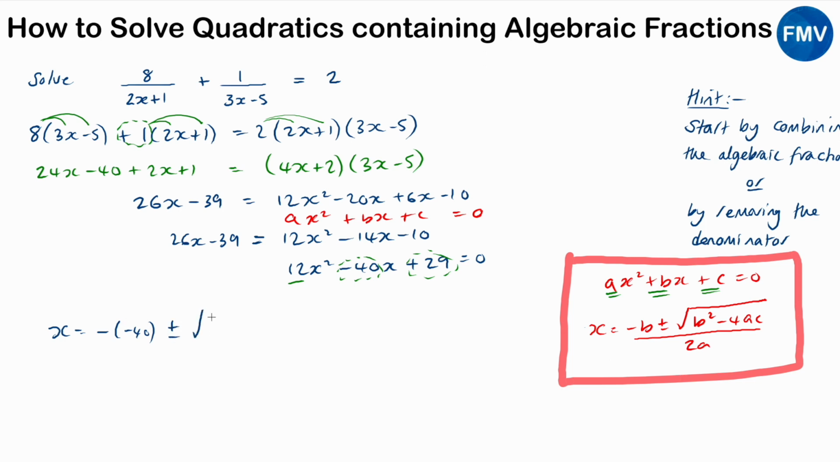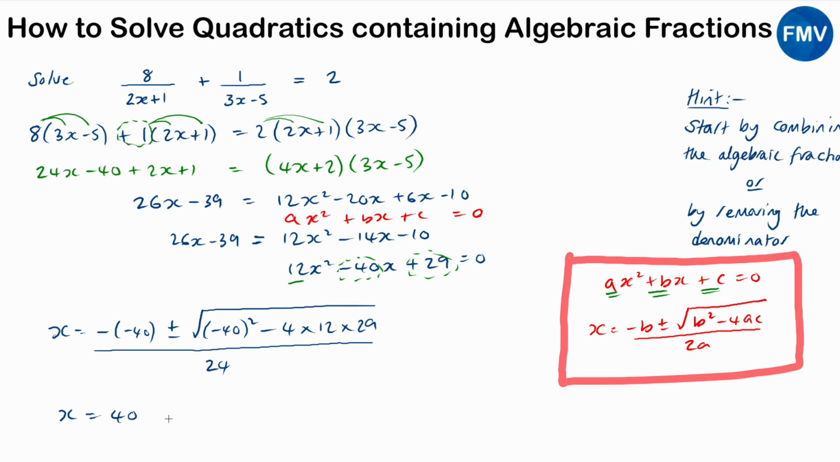Plus or minus the square root of b, which again was minus 40 squared, minus 4 multiplied by a, which is 12, multiplied by c, which is 29. All of that square rooted, all divided by 2 lots of a. Well, 2 12s are 24. So therefore, x is equal to 40, because two negatives make a positive in this case, plus or minus the square root of 208, all divided by 24.